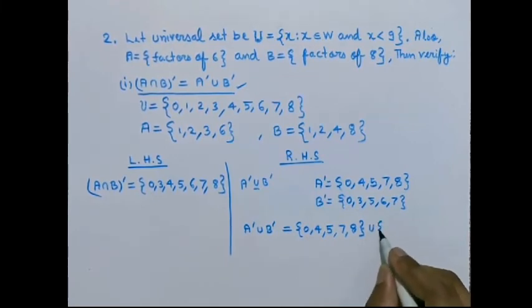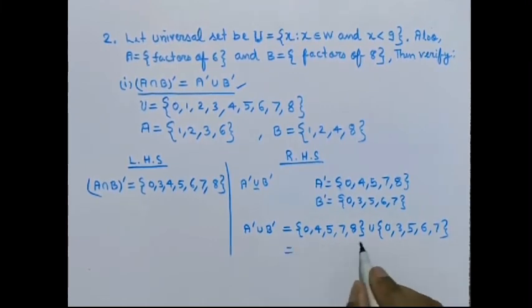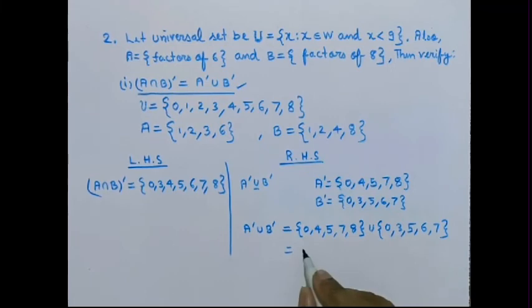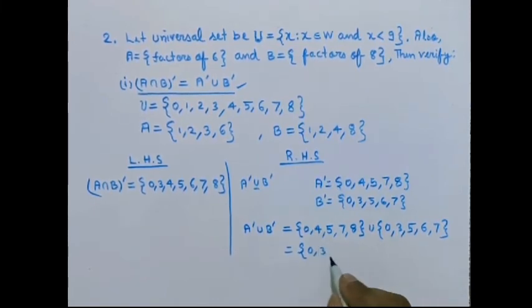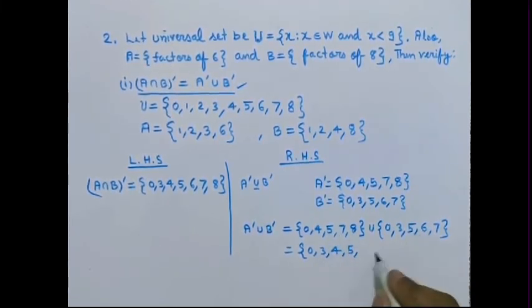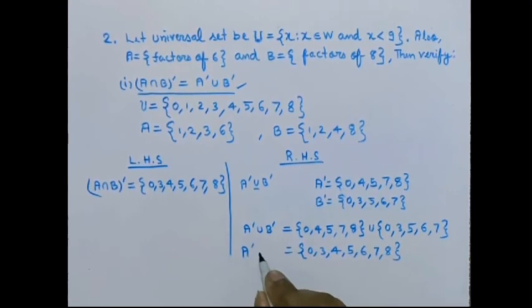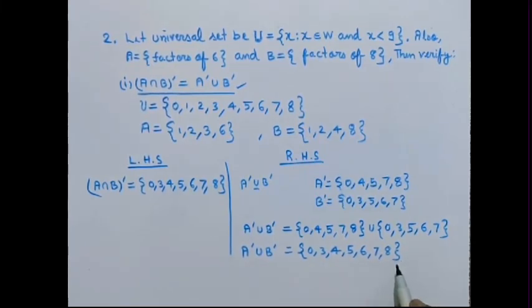Next, the union of B complement, that is 0, 3, 5, 6, 7. So union means either or, in both. So 0 is here, in both. Then we can take 3, then 4, then 5, then 6, 7 and 8. So we have got A complement union B complement for the RHS or the right hand side.